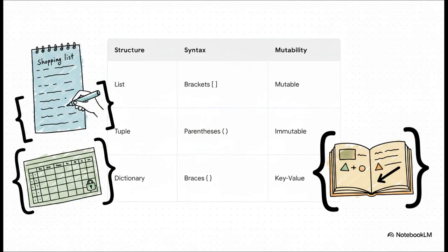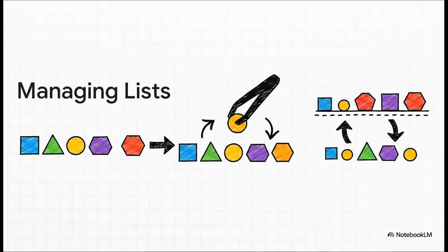So Python gives us three main filing cabinets to use. First is the list, which uses square brackets. It's mutable, meaning you can change it, kind of like a shopping list you keep adding to. Next is the tuple. That one uses parentheses. It's immutable, meaning fixed. Think of it like your school timetable. You really don't want that changing randomly. Finally, we have the dictionary, which uses curly braces. It holds key value pairs, acting exactly like a glossary, where you look up a word to instantly find its definition.